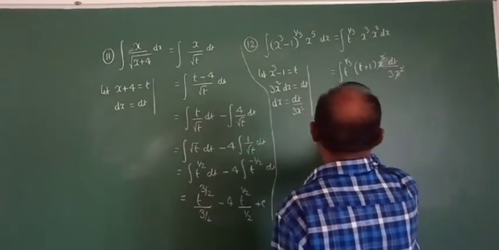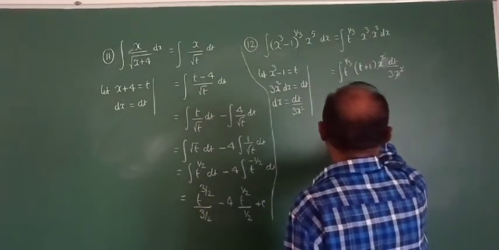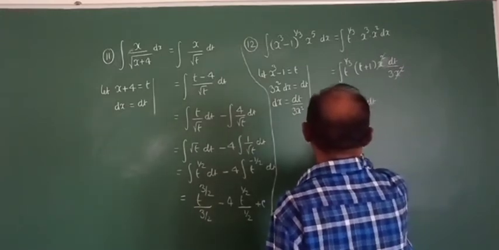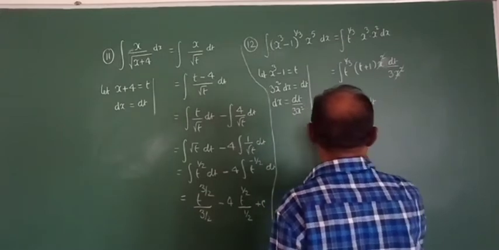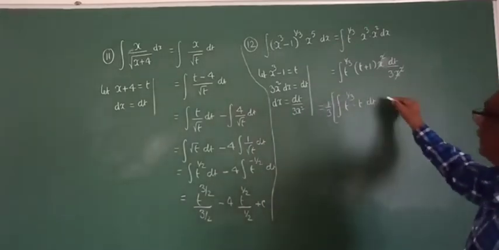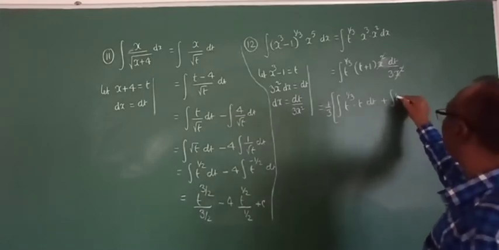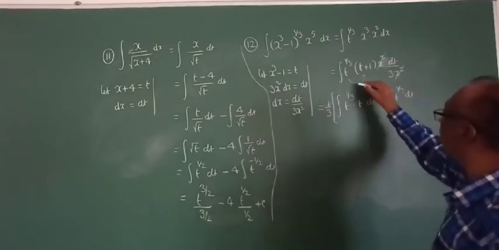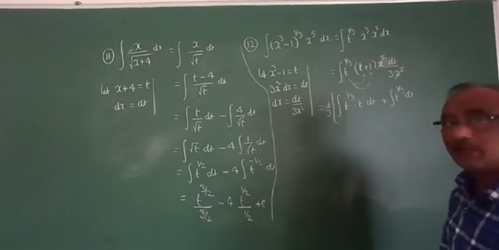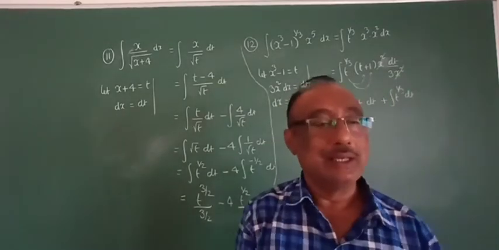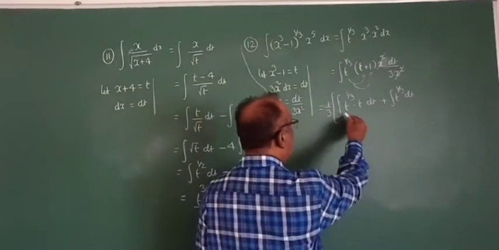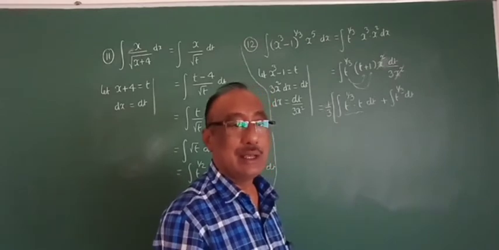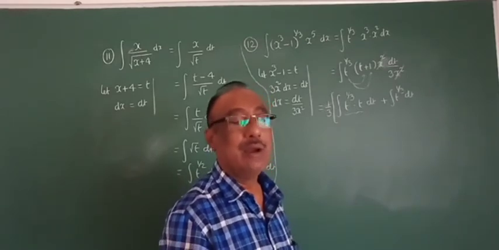Integral of t power of 1 by 3 into t plus 1, dt, with 1 by 3 outside the bracket, by complete multiplication: t power of 1 by 3 into t plus t power of 1 by 3 into 1 is t power of 1 by 3. Is it clear? Right. Bases are equal, so we should add the powers. By adding the power, 1 by 3 plus 1 is 4 by 3.